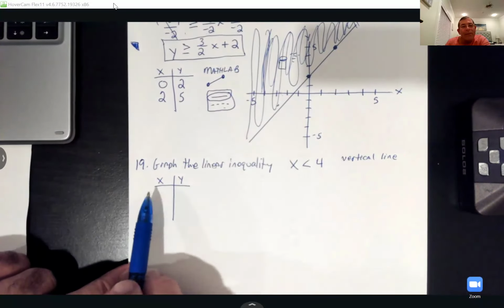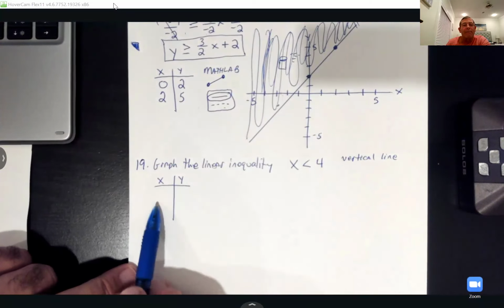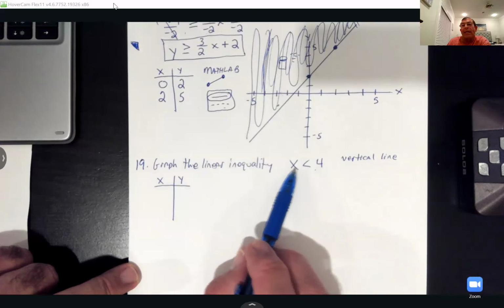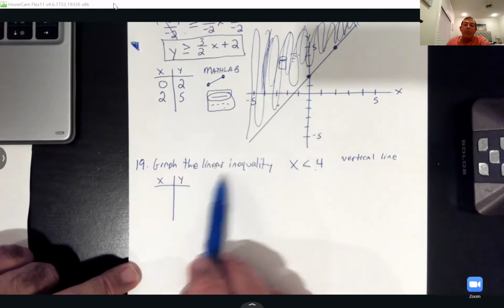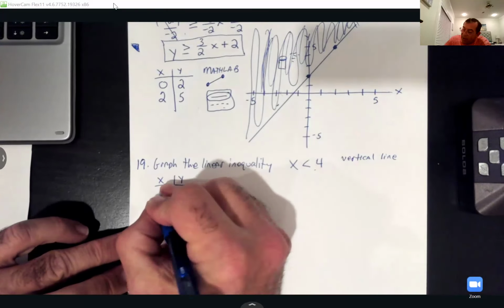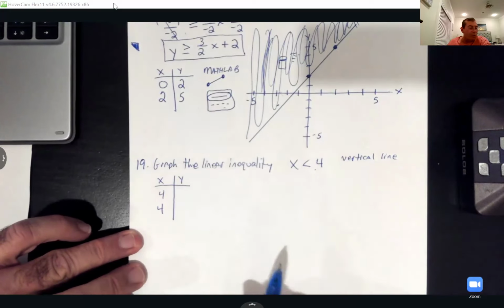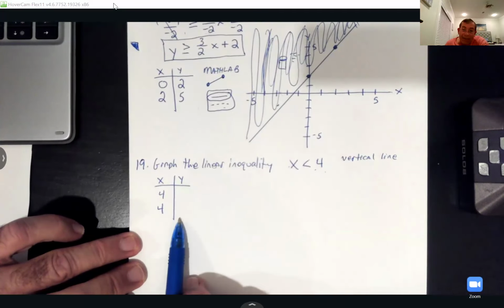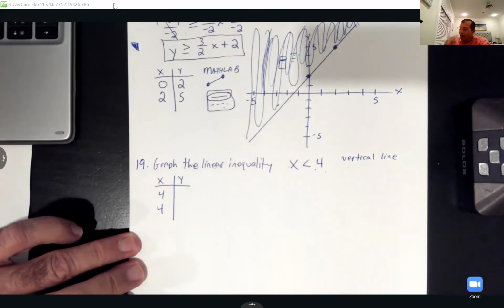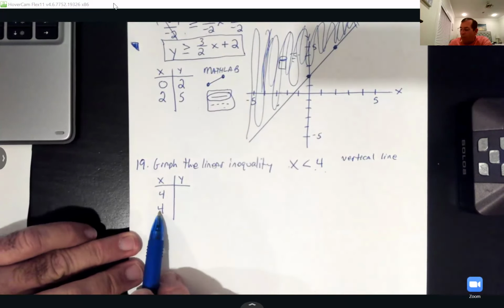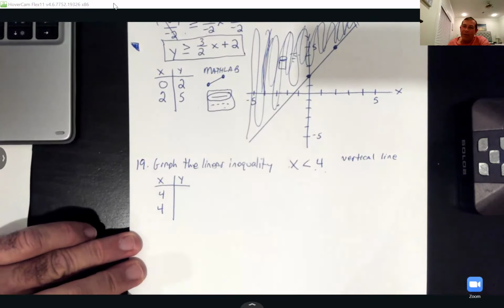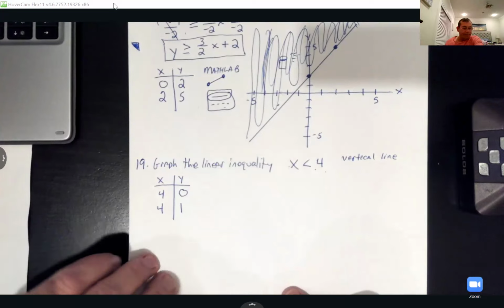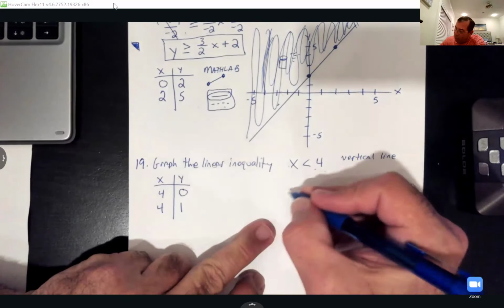Also, I know what every single one of these x values has to be. Since this is x is less than 4, we treat it as if it was x equals 4, which means no matter what, each of these x values has to be a 4 on this one, okay? Now, if you have a y less than 4, then every one of the y values would be 4, okay? Now, since every x has to be 4, it don't really matter what y values y'all pick. So I'm just going to use easy numbers, 0 and 1. All righty, so we're going to have 2 points.